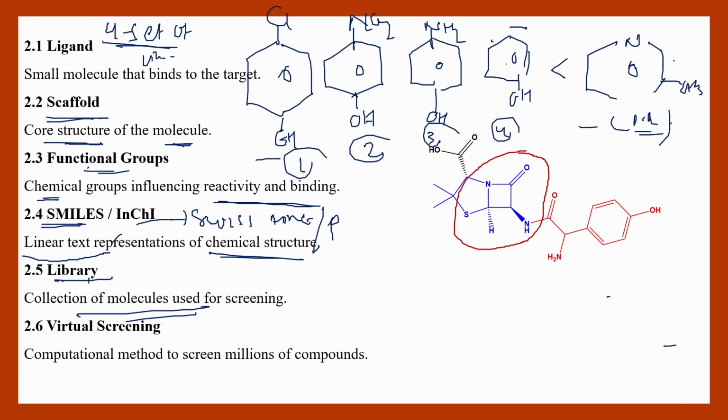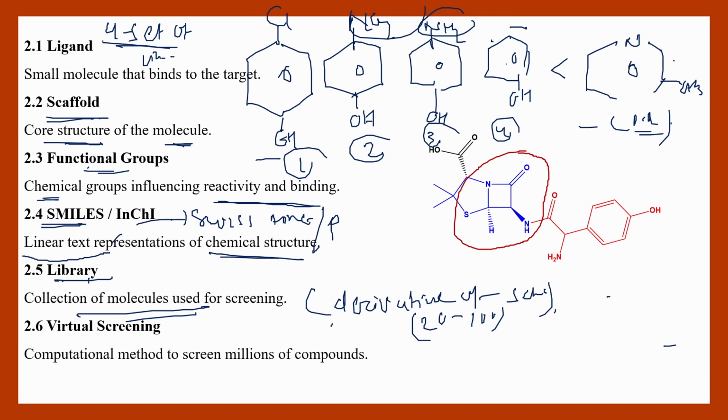So a library is nothing but derivatives. It is just derivatives of the scaffold. Here the phenol is the scaffold, and chlorine is a substituent, nitro is a functional group, NH2 is a functional group. So I can prepare from 20 to 100 compounds in a library for molecular docking.